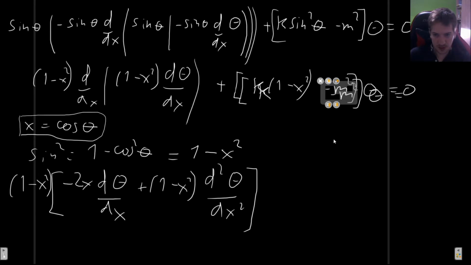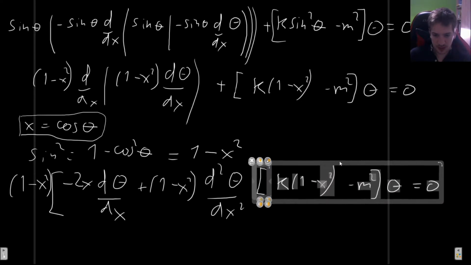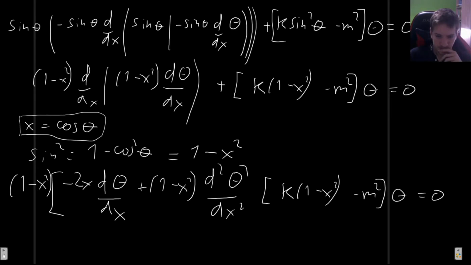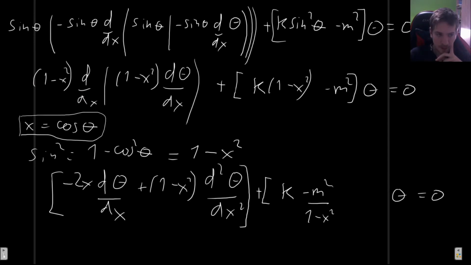Oh, whoops. One second, let me fix this. Okay, I think I went a bit too far. Okay. This plus this. Nice. So what can we do now? Well, the simplest thing would be to divide by 1 minus x squared, so that we get the following. I'm going to write it as minus m squared over 1 minus x squared. Okay, so this is what we get now.